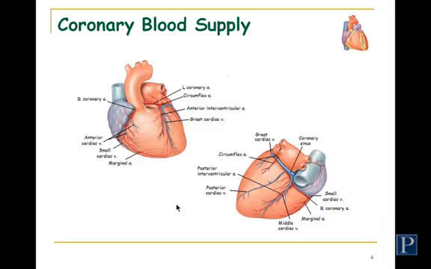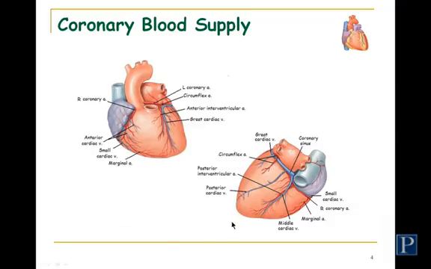Now, resting coronary blood flow is about 4 to 5% of your total cardiac output. Maybe something like 250 mL of blood per minute is in the heart at one time. It will increase as your metabolic demands go up, say with strenuous exercise, and it can increase up to about 4 to 6 times normal. So what is the main way we regulate blood flow within the coronary circulation?